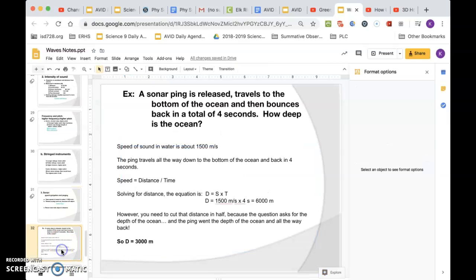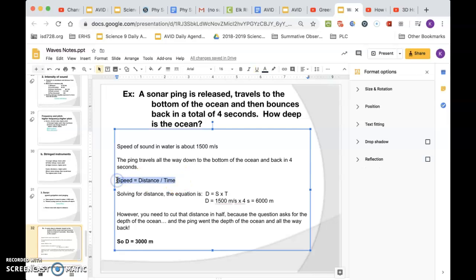So just to give you an example of how that's calculated, if a sonar ping is released, travels to the bottom of the ocean, and then bounces back in a total of 4 seconds, how deep is the ocean? So the object that we're interested in here is just the bottom of the ocean. So just to recap, we know that the speed of sound in water is about 1,500 meters per second. We know the time it takes for the ping to travel all the way down and back, and that is 4 seconds. We're actually going to use this speed, distance, time equation from our first unit in physics to figure this out. But really, the variable we're interested in is a distance, or the depth of the ocean.